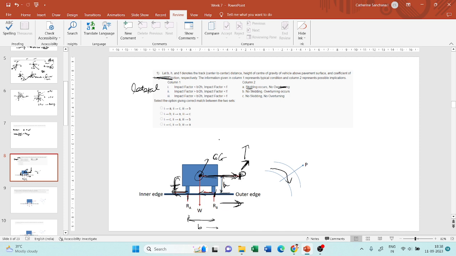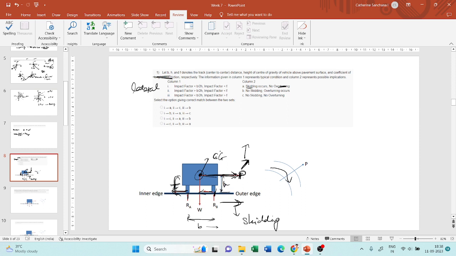Okay, so either the vehicle may undergo skidding when traveling on a horizontal curve, or it may undergo overturning, if the forces are not properly balanced. You should make sure that the forces are properly balanced when you design the elements of a horizontal curve.